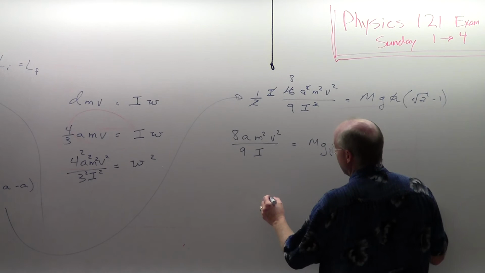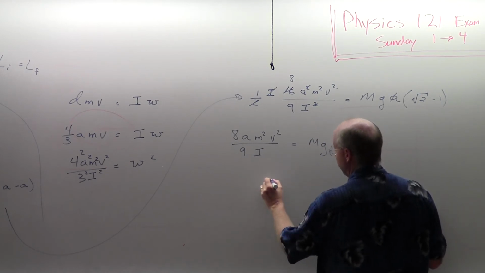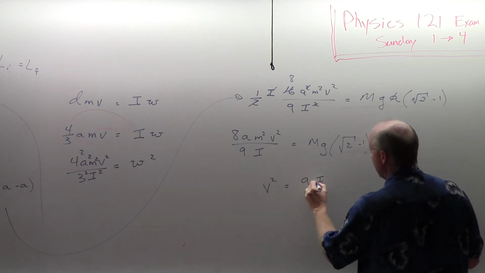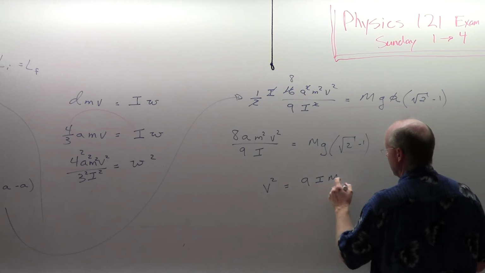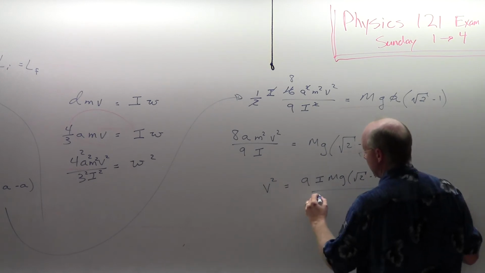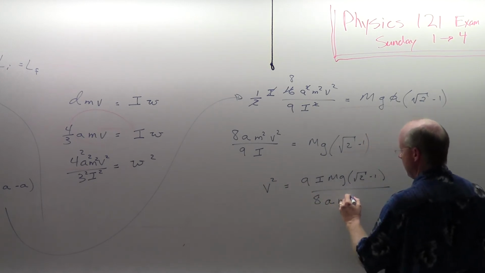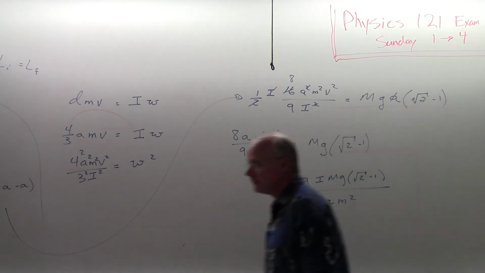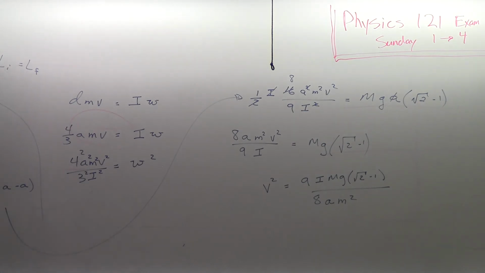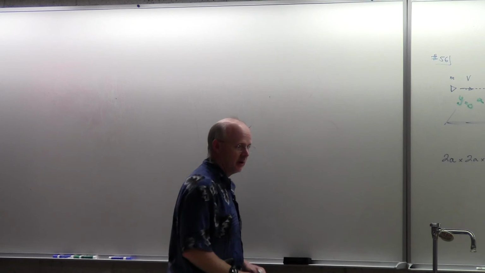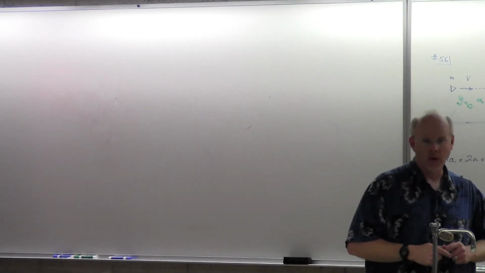Okay. Should I solve for v squared first before I worry about the I? Why not? 2I g root 2 minus 1 over 8A m squared. All right. Now we focus on the I. What is the rotational inertia of a cube? Well, we haven't done a cube.